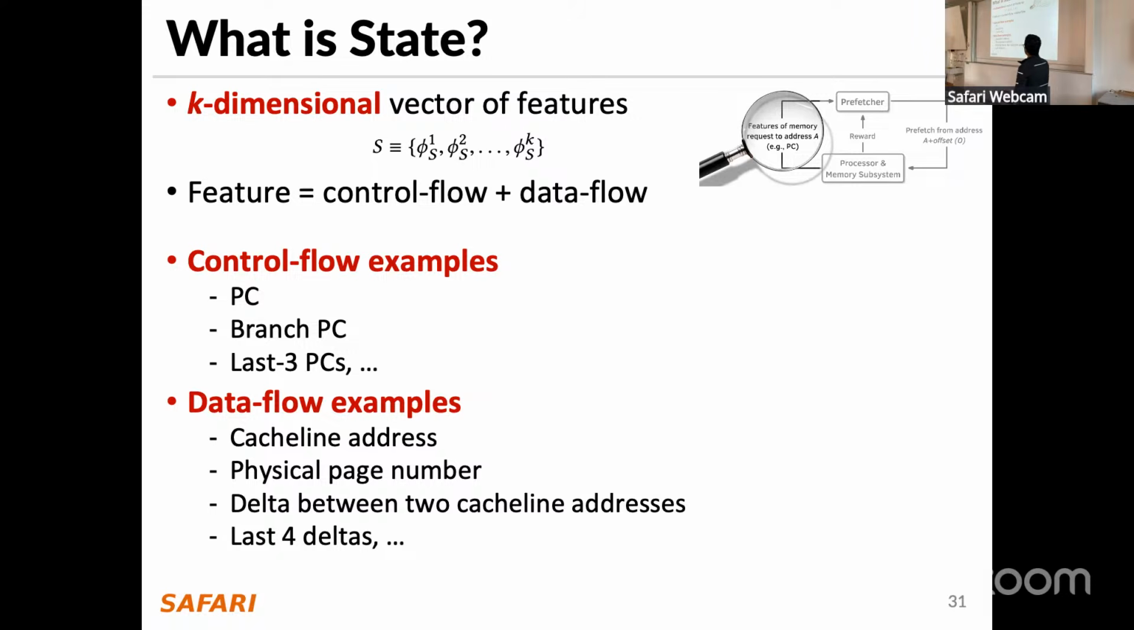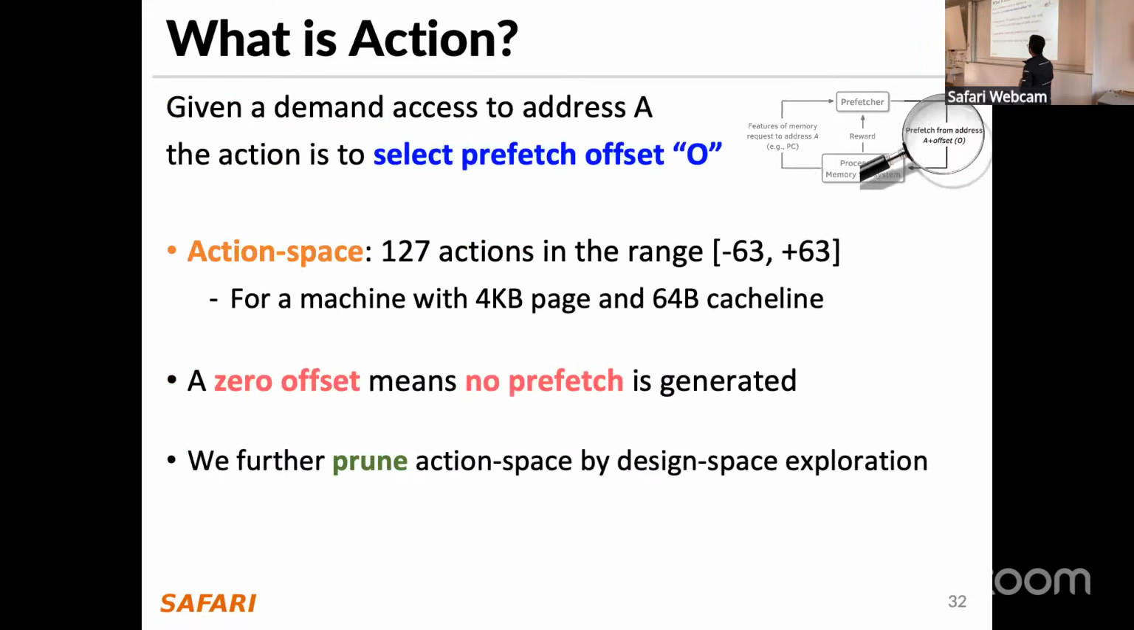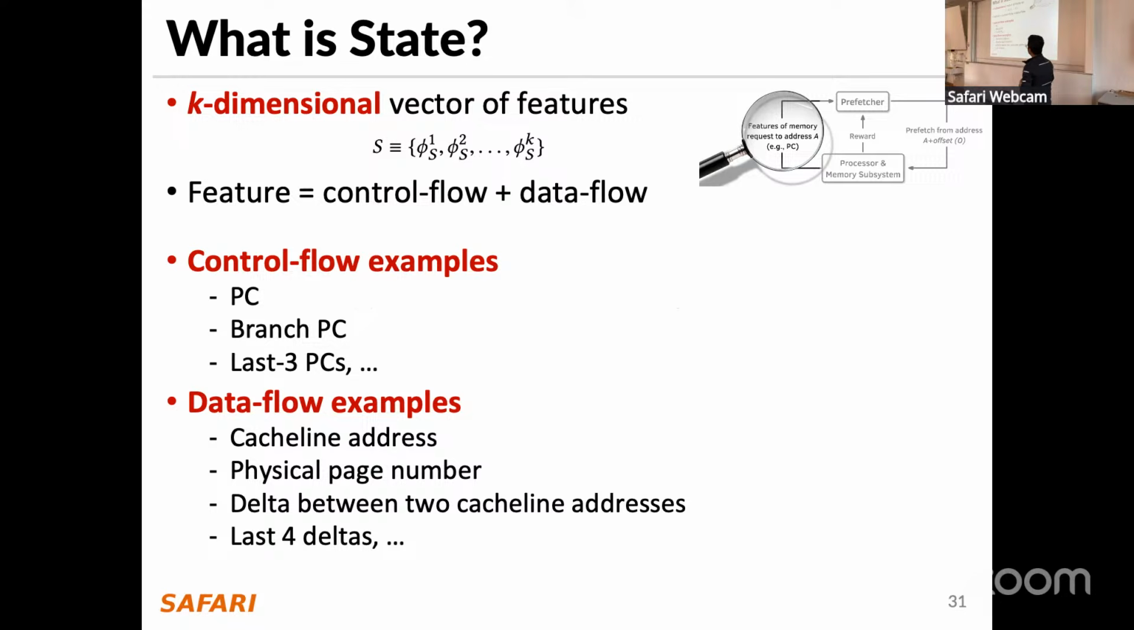As I said, the state is essentially a k-dimensional vector of features, and a feature is comprised of both control flow and data flow information. Control flow information is anything that encodes how exactly the program is executing, like the PC, the branch PCs, the last 3 PCs, anything that you can think of here. Similarly, data flow examples can be the cache line address or physical address. All of this information can be state information.